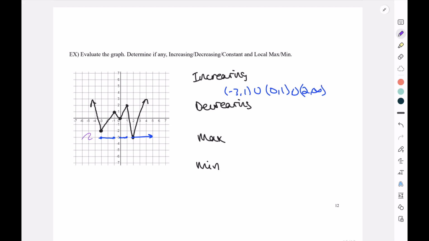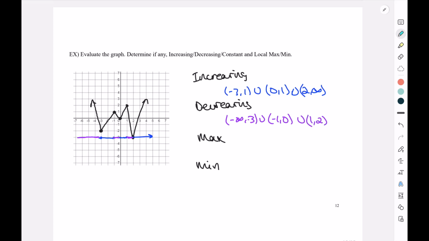We can see for decreasing, we're decreasing from negative infinity to -3. We're decreasing from -1 to 0. And we're also decreasing from 1 to 2. So for decreasing, we would have negative infinity to -3, union with -1 to 0, union from 1 to 2.